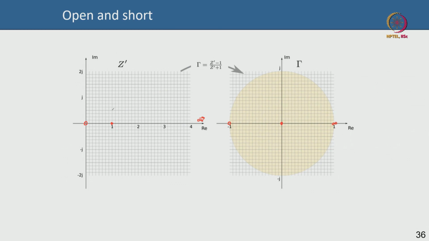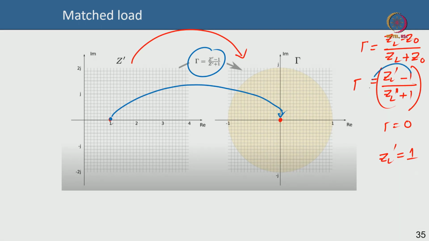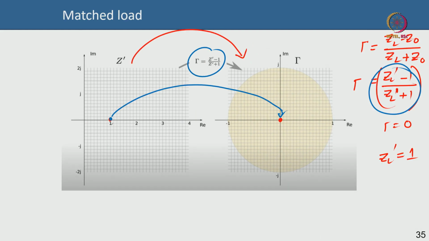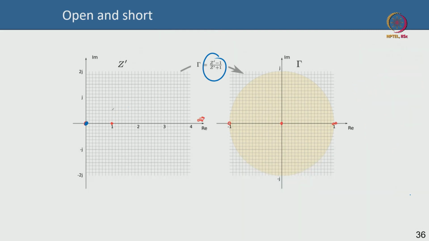Great. Now suppose I have ZL prime equal to 0 in this expression, which means the load is 0. What does load equal to 0 mean? It means it is a short circuit, right? So if I use ZL prime equal to 0 here, then gamma will become minus 1. Reflection coefficient is minus 1. So this point corresponds to ZL prime equal to 0, or the load is a short circuit. So this point on the Smith chart is the short circuit point.